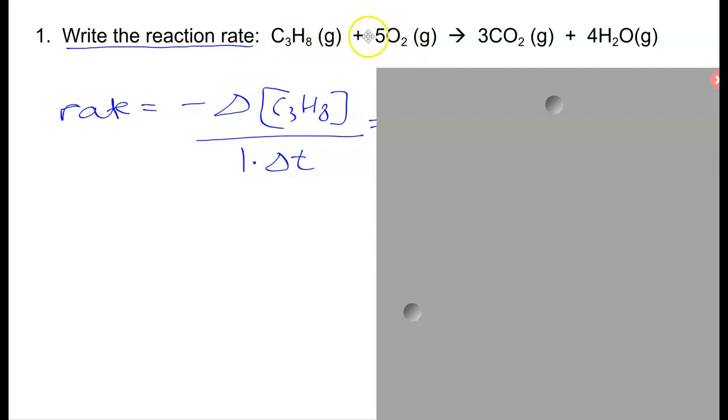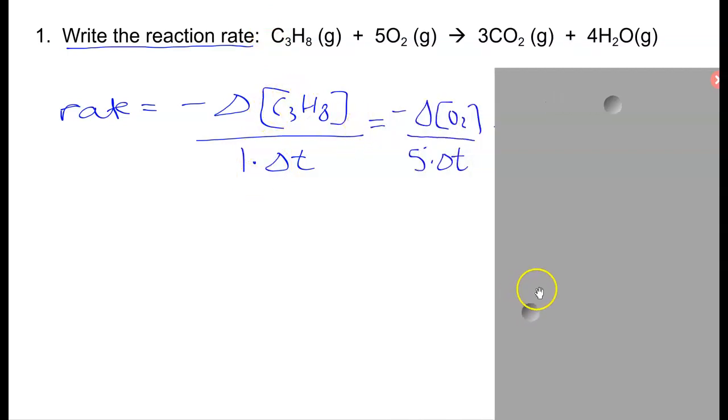We know that reactants are going to decrease over time as a reaction takes place and products are going to increase. So we're going to have negative Δ concentration of C3H8 over 1. This 1 comes from the fact that there's a 1 in the coefficient. The mole coefficient is 1 times change in time. And then we're going to hit equals.